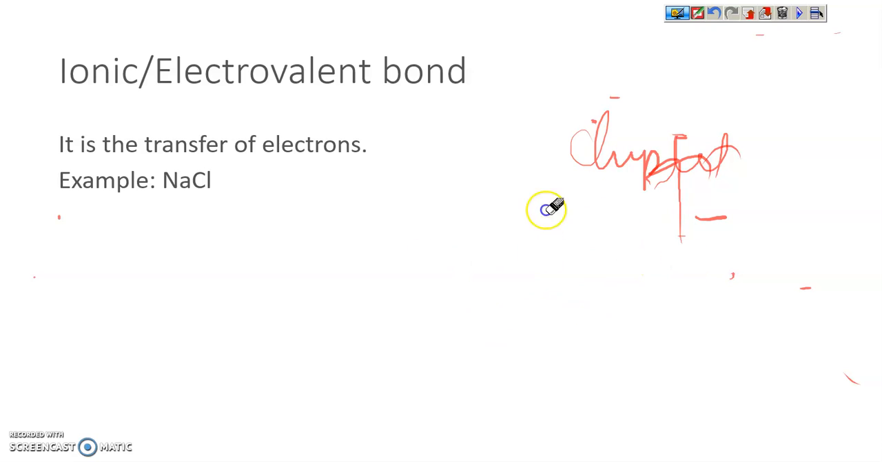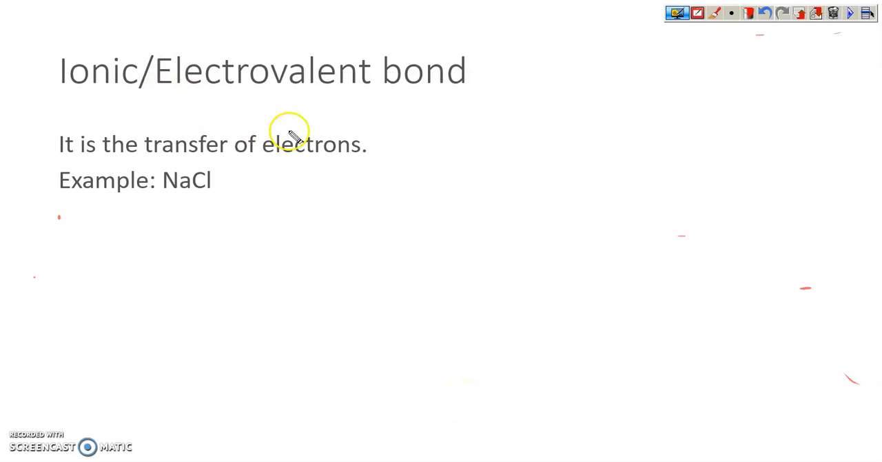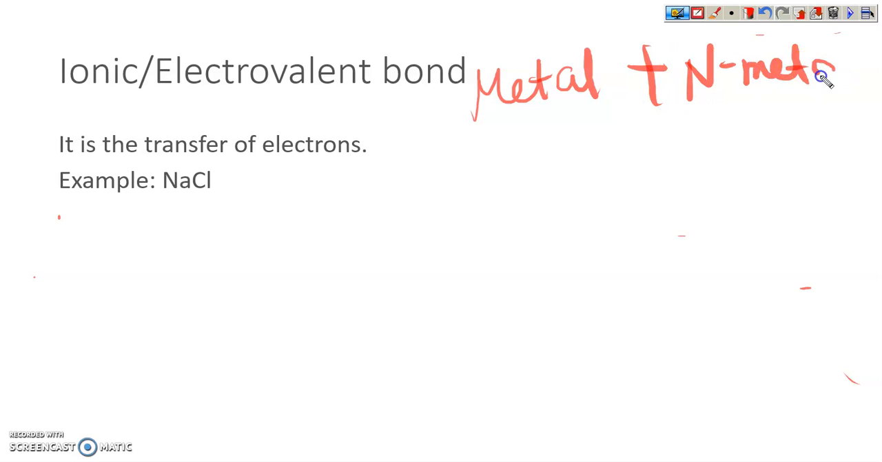But just learn one main point: for ionic bonding, the compound formed should have one metal and one non-metal. Like here we took the example of NaCl, which is sodium chloride, a metal and a non-metal. I will tell you how. Now here, look, I will write that here it is metal and non-metal. This is one main point.